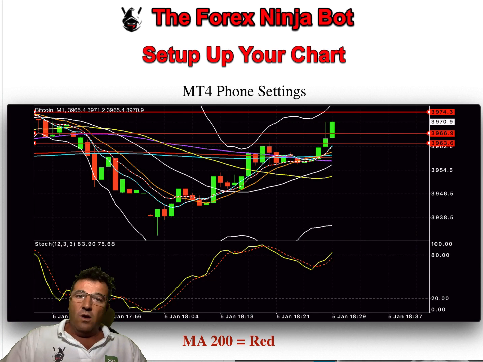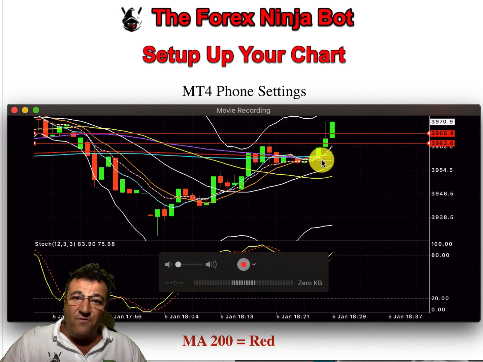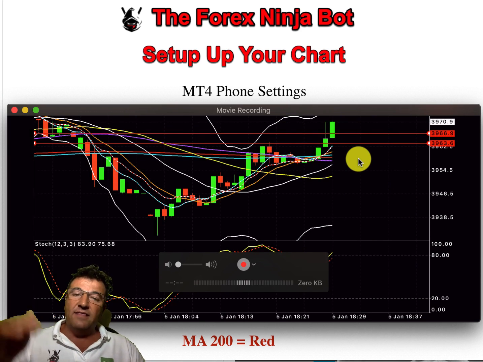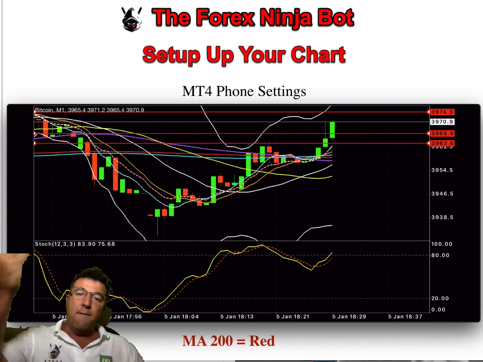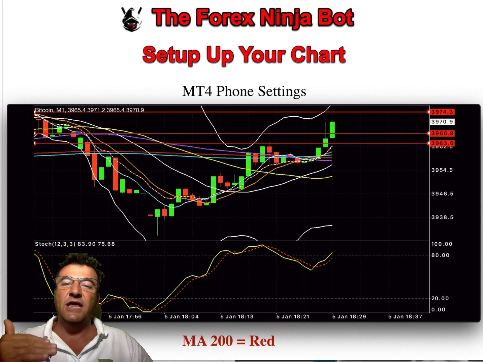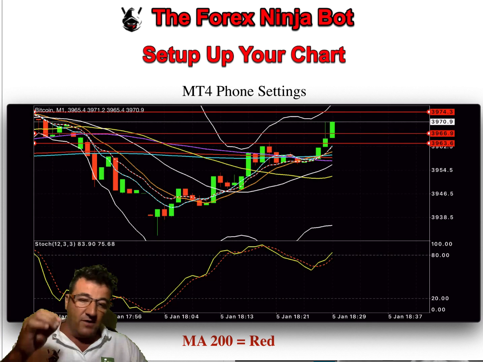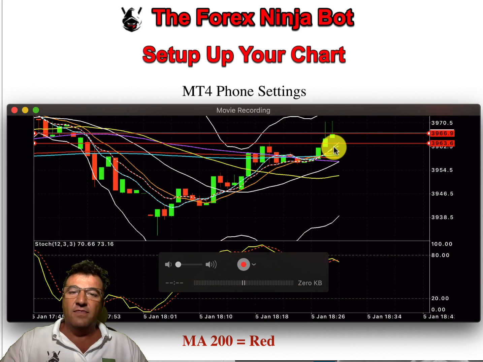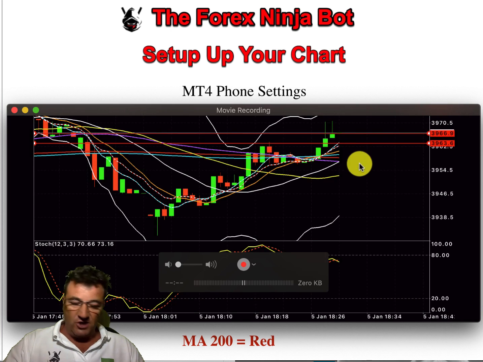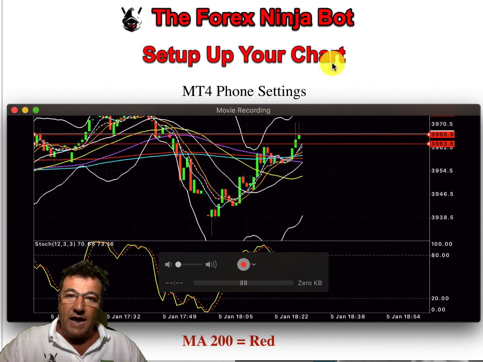Now the further we are away from the 8 exponential moving average, we know that the price has more of a chance to retrace back to the 8 exponential moving average. So the further the price is away from the 8 exponential moving average, the bigger the chance of it retracing back to it. So let's minimize it and see what happens.